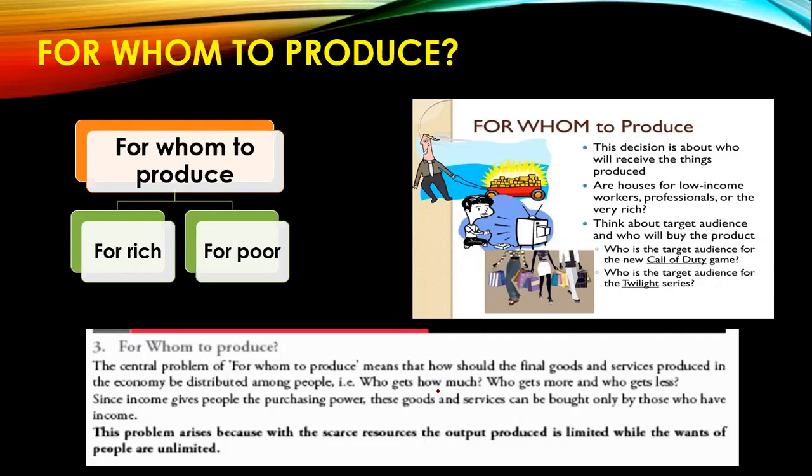On the other hand, if we produce more for the rich, then poor people will not be able to afford it. They will die due to hunger. So that is why we need to again make a choice depending upon the kind of population you have, which group we need to produce for, rich or poor.